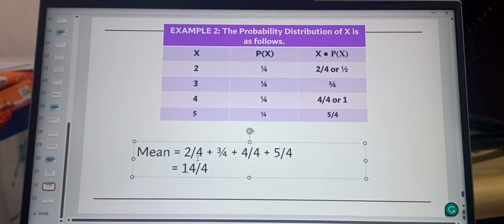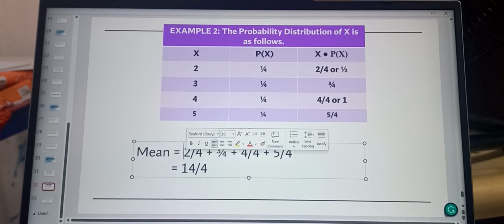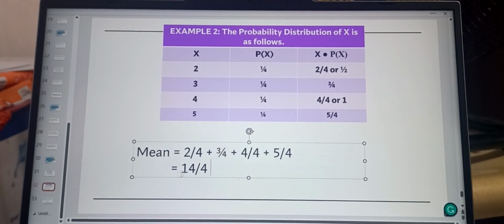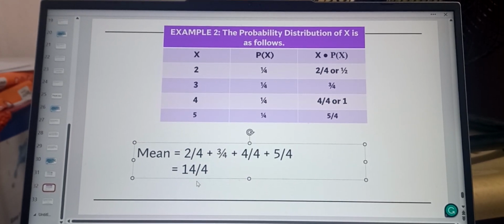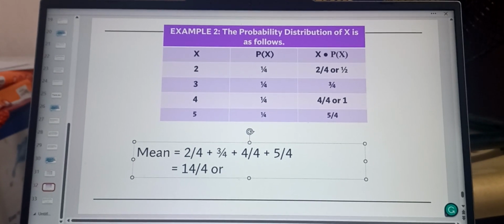And then, since pare-parehas naman silang denominator, lahat sila over 4, so just copy the 4, the denominator, and then add the numerator. 2 plus 3 is 5, plus 4, plus 5 is 14. Okay? So, 14 over 4 or in lowest term, dyan mas maganda. Ating ilagay yung lowest term. We have 7 over 2.